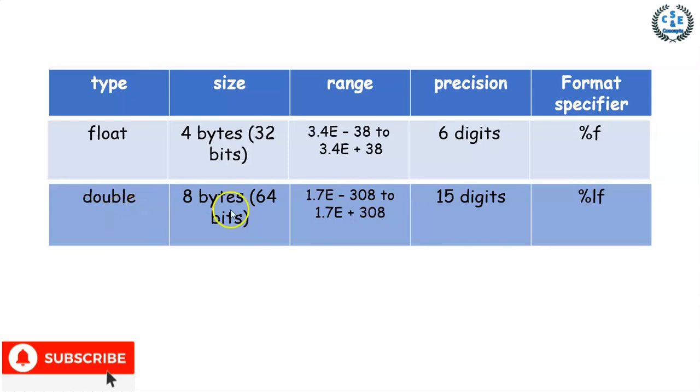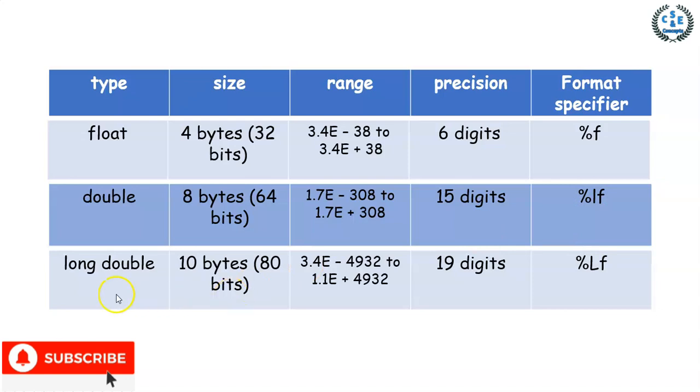Next, double data type. Double data type uses 8 bytes of memory and the range is 1.7e minus 308 to 1.7e plus 308. And precision is 15 digits and format specifier is %lf with lowercase l. Next, long double, which uses 10 bytes of memory and the range is 3.4e minus 4932 to 1.1e plus 4932. And precision is 19 digits and format specifier is %Lf.